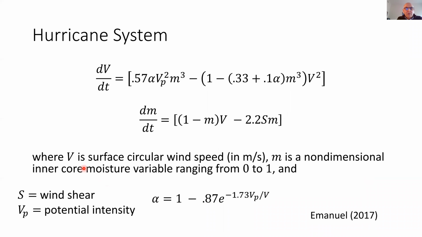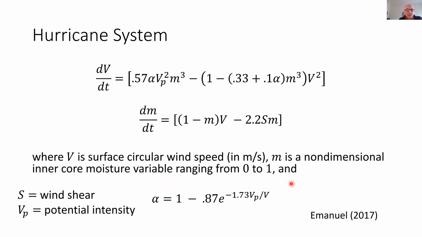There are 2 variables here: the surface circular wind speed in meters per second, that is V. M is a non-dimensional inner core moisture variable, which ranges from 0 to 1. So these are 2 characteristics of a hurricane. When you hear about a hurricane and its category, you hear about the wind speeds, whether it's over 100 miles an hour or whatever. So that's the V. And you also know that a key is the moisture inside the hurricane.